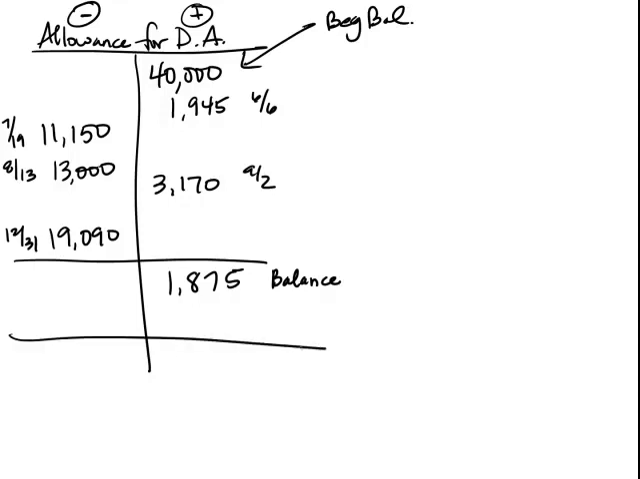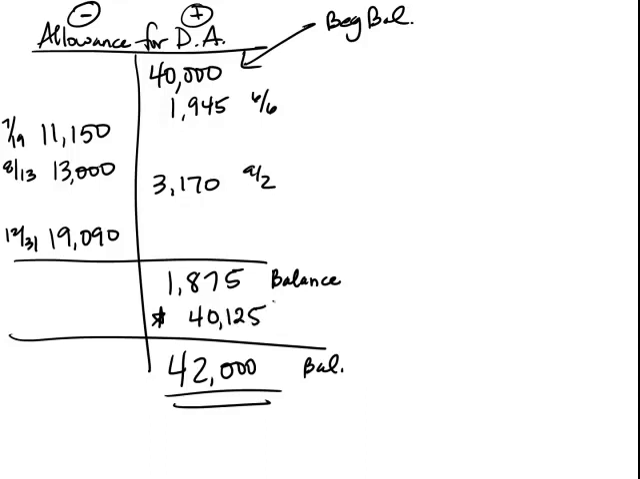Now this needs to be $42,000 because they told us that after they analyzed the accounts receivable, whatever method they used, they said it needs to be $42,000. So what do we need to do to get that to $42,000? Well, to make this balance 42, we need to credit $40,125. Okay, so that'll get us to the $42,000 balance.